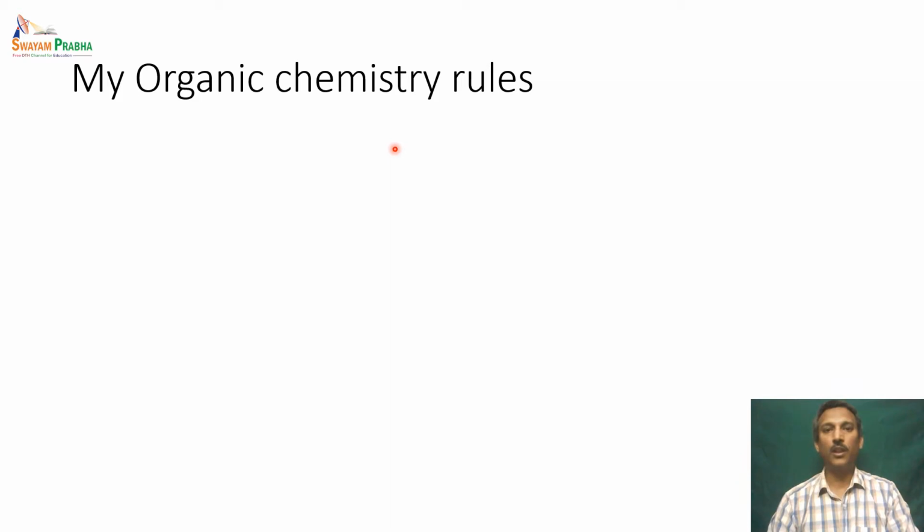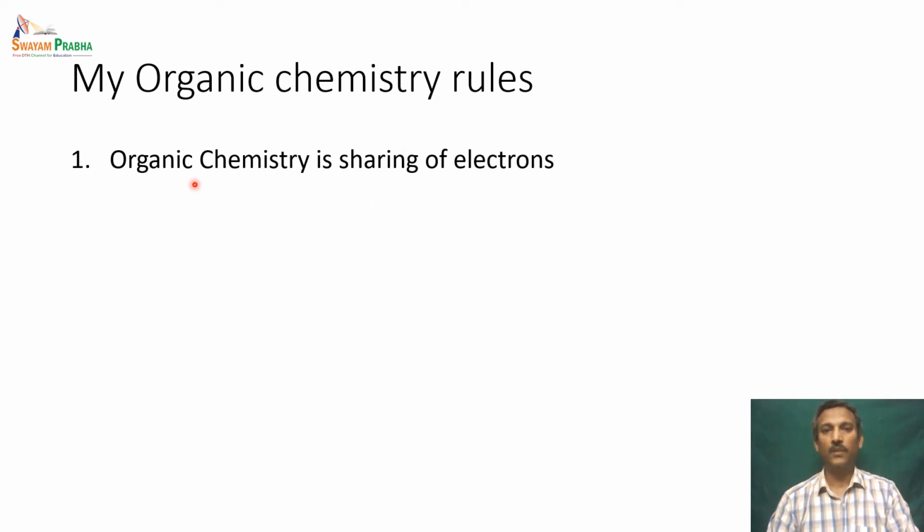I follow certain organic chemistry rules. The first and foremost thing is organic chemistry is sharing of electrons. So all the organic compounds are basically covalent compounds. So the bonds are formed by the sharing of electrons, and we generally deal with 4 elements in organic chemistry exclusively, or major cases revolve around the second row elements, that is carbon, nitrogen, oxygen, halogens and hydrogen also.